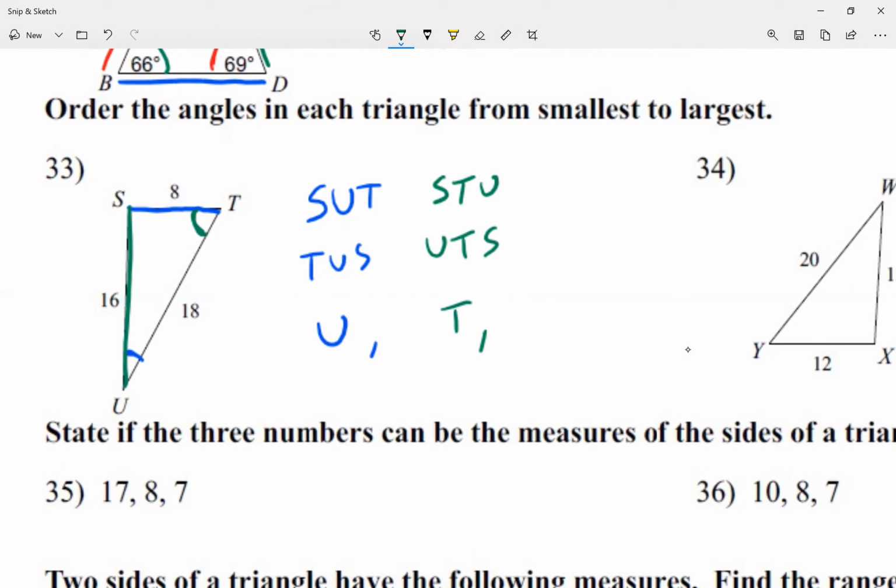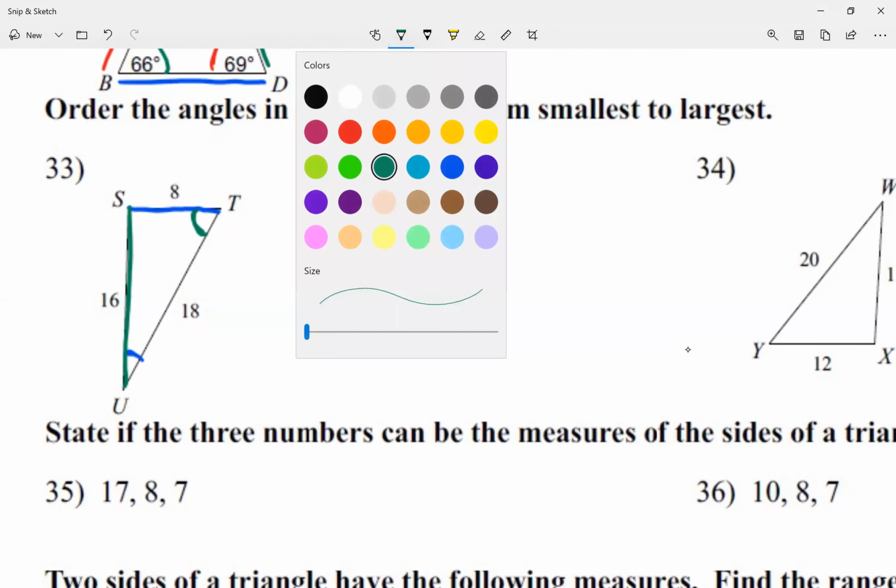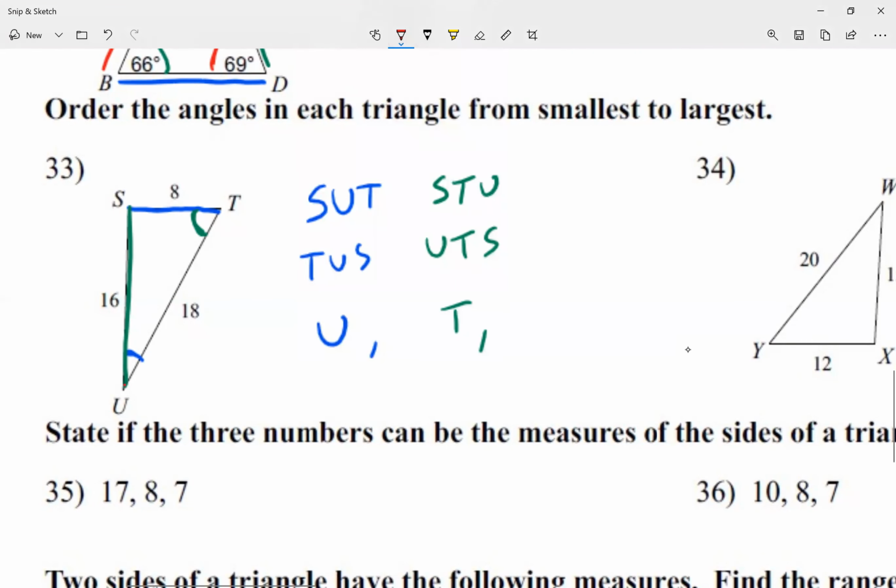Either three letters or one letter. If you're going to use all three, the vertex is in the middle. If you're going to use just one letter, obviously the vertex. All right, the biggest side, let's take a look. The biggest side is 18. So that means the biggest angle is this one.